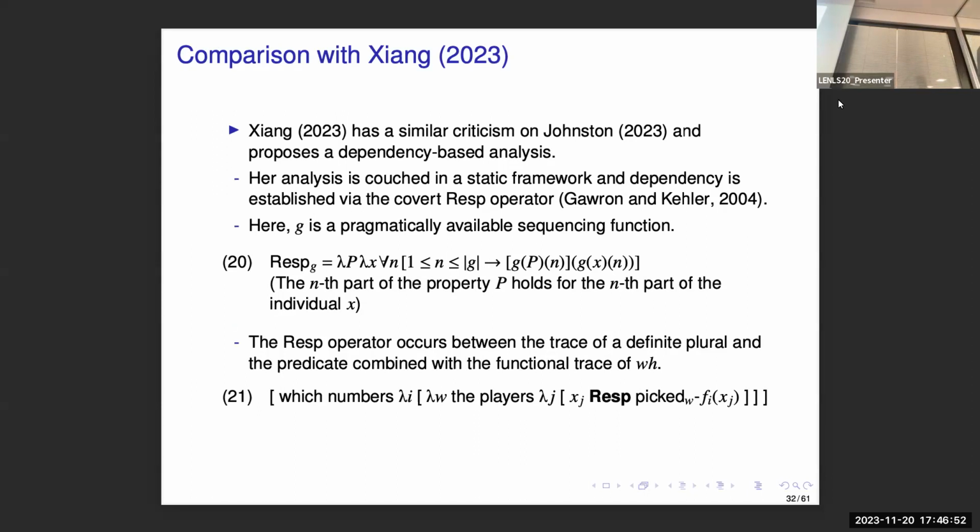And there's actually data which supports this kind of analysis. Okay, in short, Shan also has an alternative. She doesn't like Johnston's too. And she instead says, well, you don't need this operator, but you will have another covert operator called RESP, which is roughly taken as a covert version of respectively.